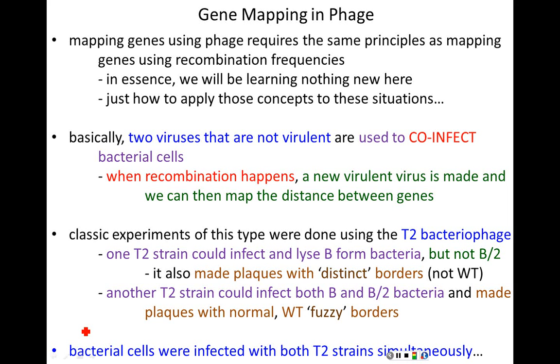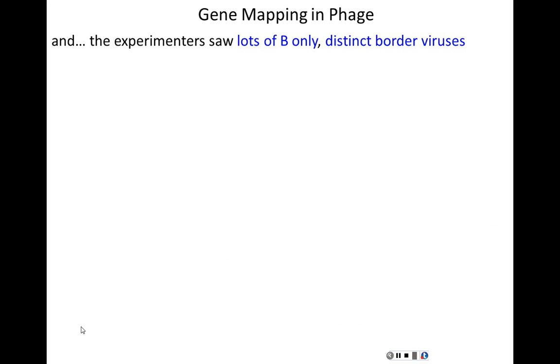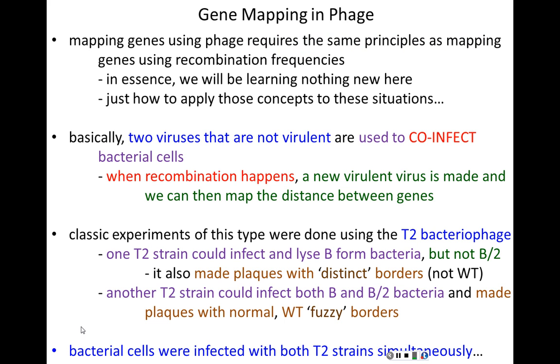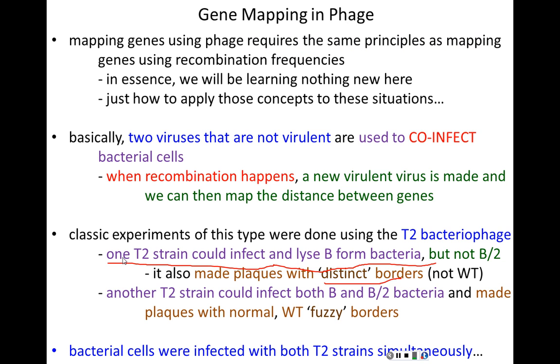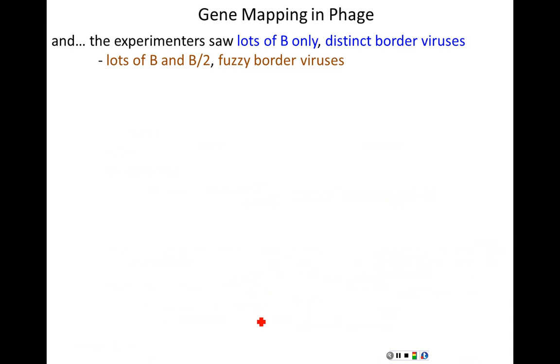So here's how the experiment was done. Bacterial cells were infected with both of these two T2 strains simultaneously. And the experimenters saw lots of viruses that can only infect B cells, which had distinct borders. Well, we started with that virus, and we see it come back. And the experimenters saw lots and lots of viruses that could infect B and B2 bacteria with fuzzy borders. We saw that too. We added that virus. Of course, we're going to see lots of plaques that way, because we added that virus.